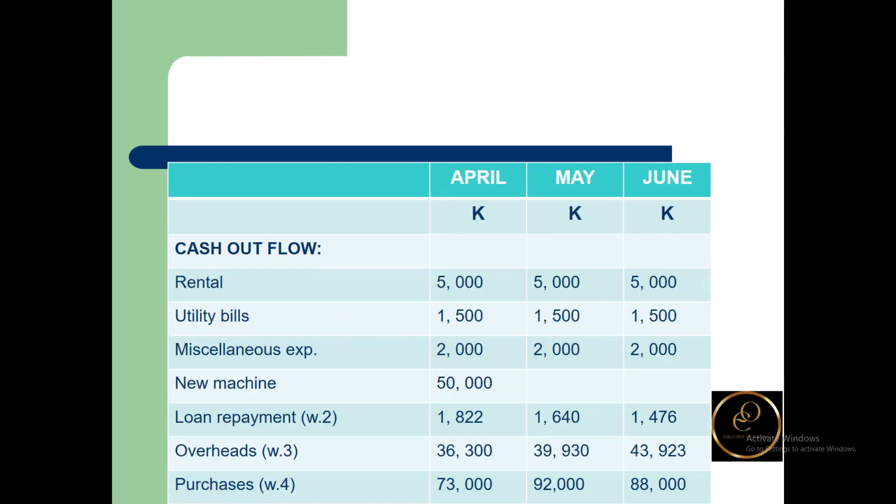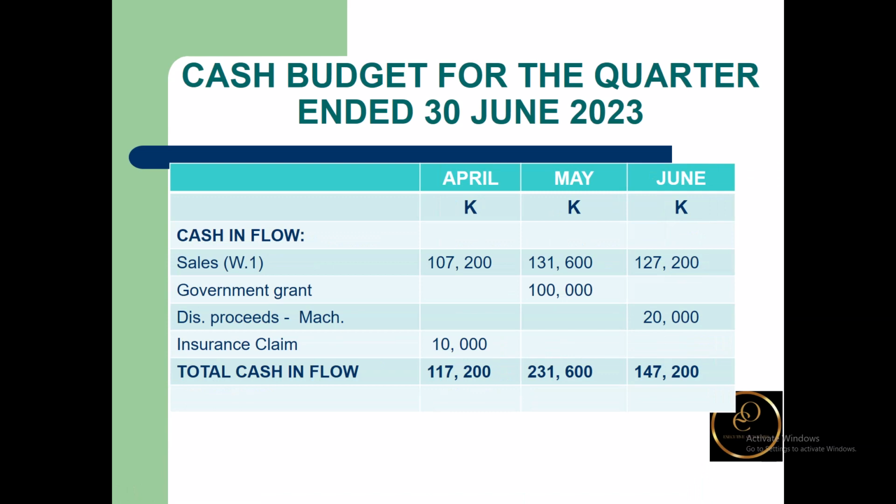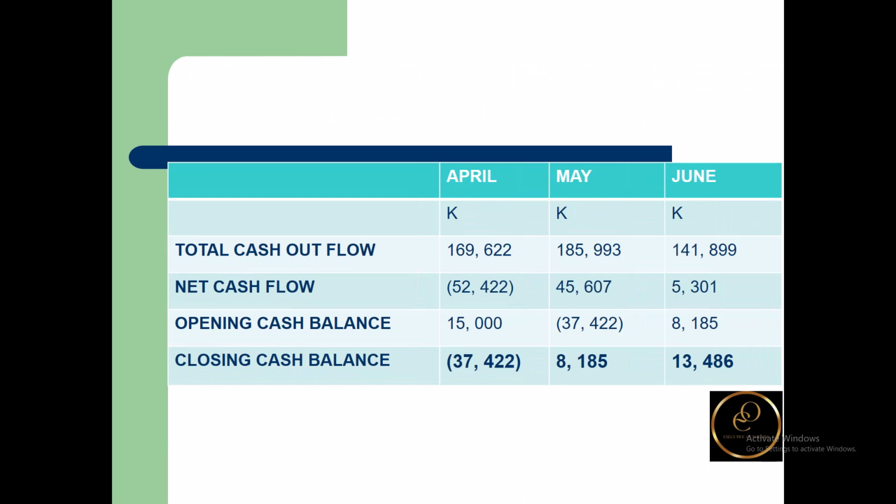So under cash inflow in April, we have calculated 117,200 cash inflow, where the cash outflow is 169,622. So if you deduct cash outflow from cash inflow under April, we are going to find we have 52,422 negative, and then under May we have 45,607 positive, and in June we have 5,301 positive.